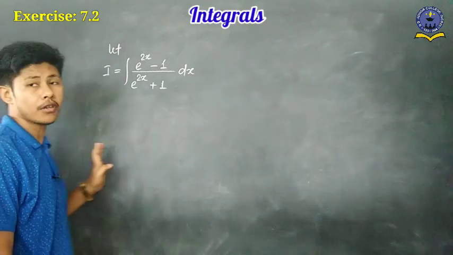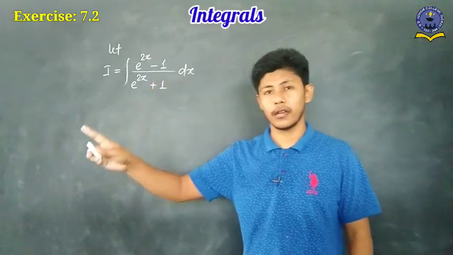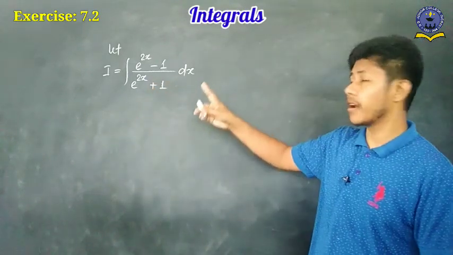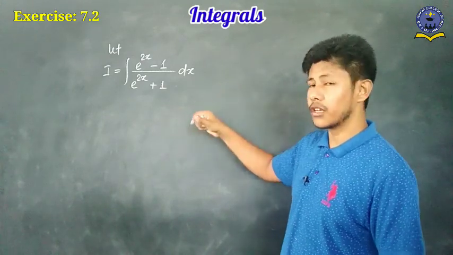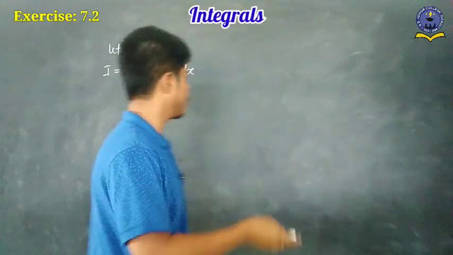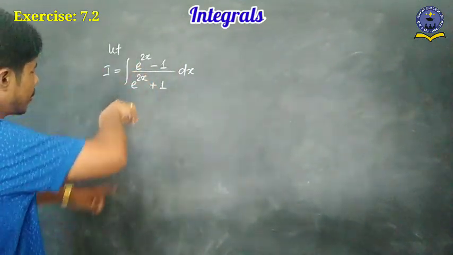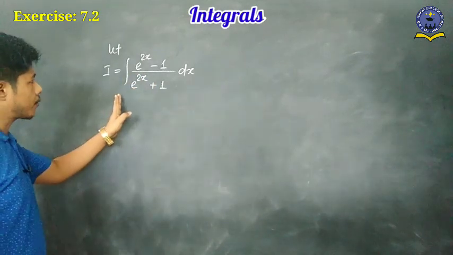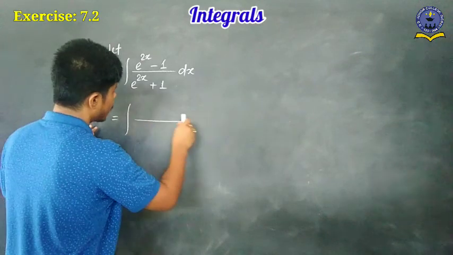To apply the substitution method here, first of all we have to rearrange this result. Is it clear? Very important. We have to rearrange this result, and let's see how we can rearrange it. You have to know this technique. First of all, e to the power twice x is there, isn't it? You see here e to the power twice x.